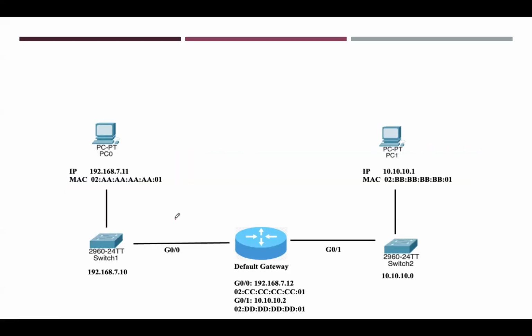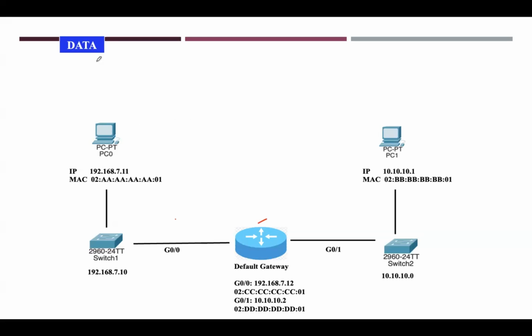Let us see how data travels across two different private networks via this router. Assume that we have two different PCs, PC0 and PC1. And this PC0 wants to communicate with PC1, which is located on a different network. Say this is having one message data and it wants to send that data to PC1 on a different network.